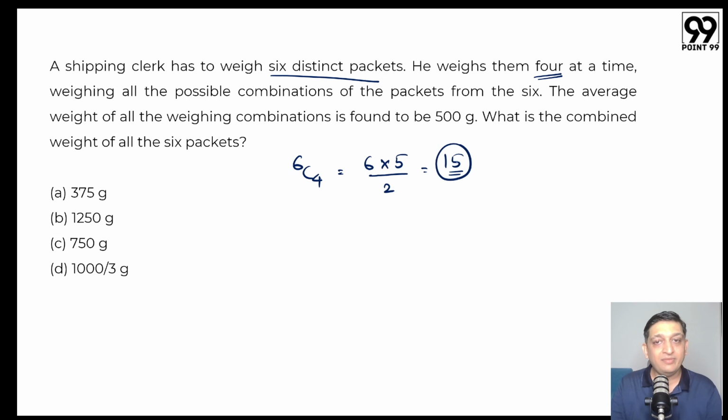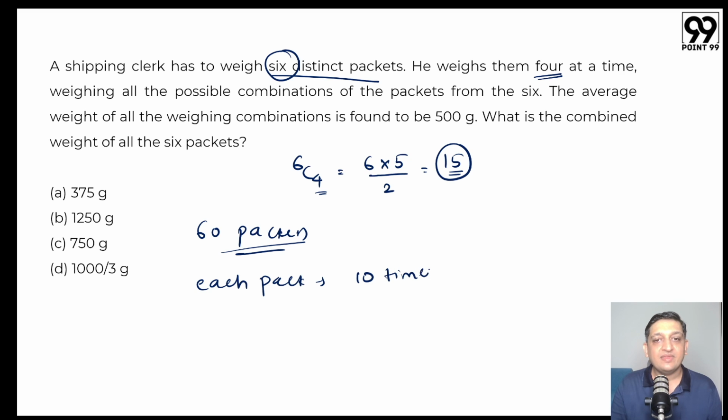Now there are 15 combinations available, and each combination has 4 packets, which means that how many times are all the packets going to appear in one combination? There are 4 packets appearing, so in 15 combinations there are going to be 60 packets that are going to appear, which basically means that each packet is going to appear 10 times. Why? Because there are 6 distinct packets, and cumulatively there are 60 appearances of packets that are going to be there. So each packet will appear 10 times. That is what is happening here across these combinations.